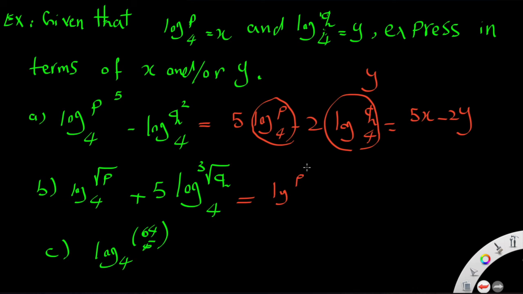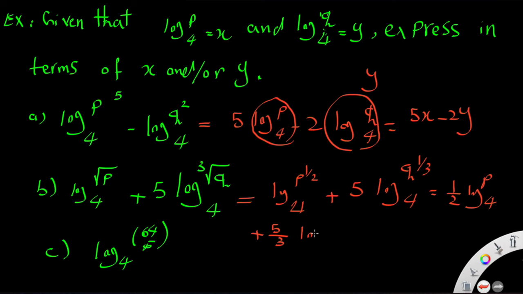Here radical p means p to the power of half. It would be log of p to the power of 1 over 2 to the base 4 plus 5 log of q to the power of 1 over 3 to the base 4, which is equal to, I bring the power out, 1 over 2 log of p to the base 4 plus 5 over 3 log of q to the base 4, which is equal to 1 over 2x plus 5 over 3y.